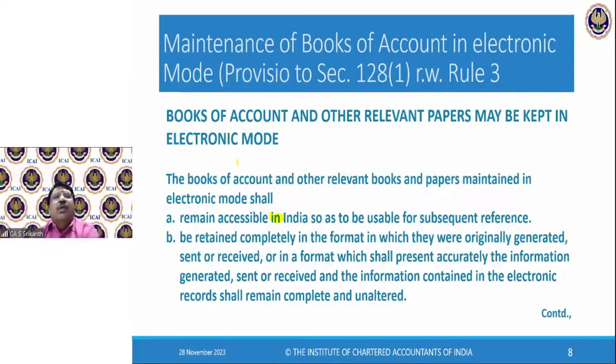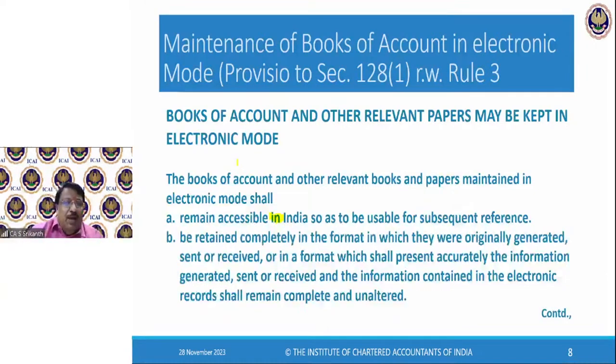Now, one more thing is the books of account and other relevant papers may be kept in electronic mode. No problem. See, today, post 2000 AD, slowly we have moved away from physical mode into electronic mode. So, electronic mode, we can keep it. So, this part of the topic, I will not waste your time too much, except to highlight certain points. The books of account and other relevant papers shall remain accessible in India so as to be usable for subsequent reference. So the idea is, suppose you're using a cloud platform, AWS, the server may physically be outside India. You can, but it should remain accessible in India.